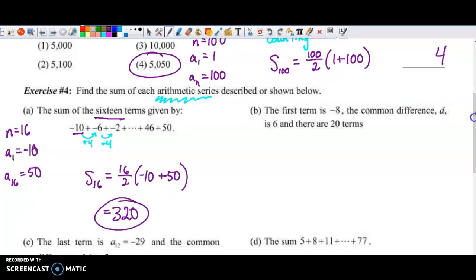If I move on to the next one, now it's going to get more complicated. So recall from a previous lesson, we also had this formula.